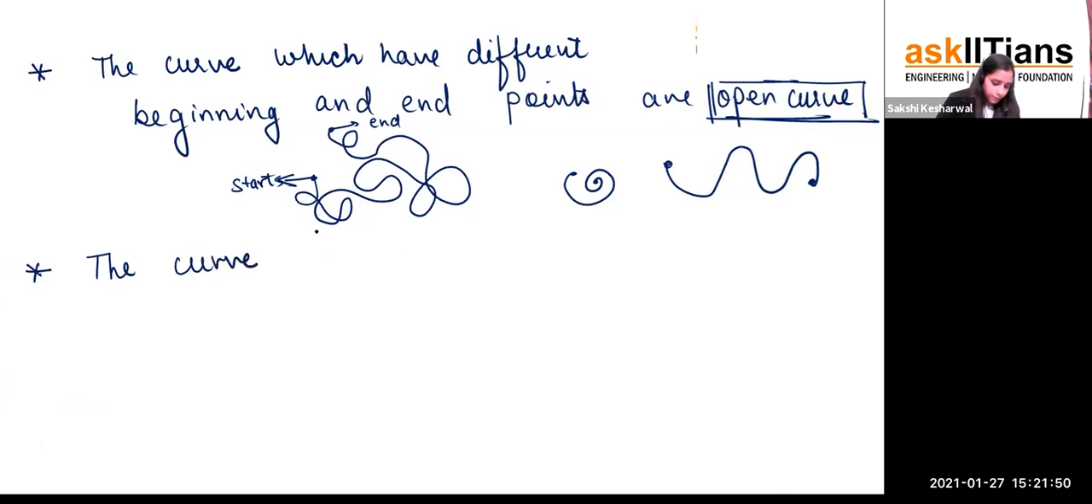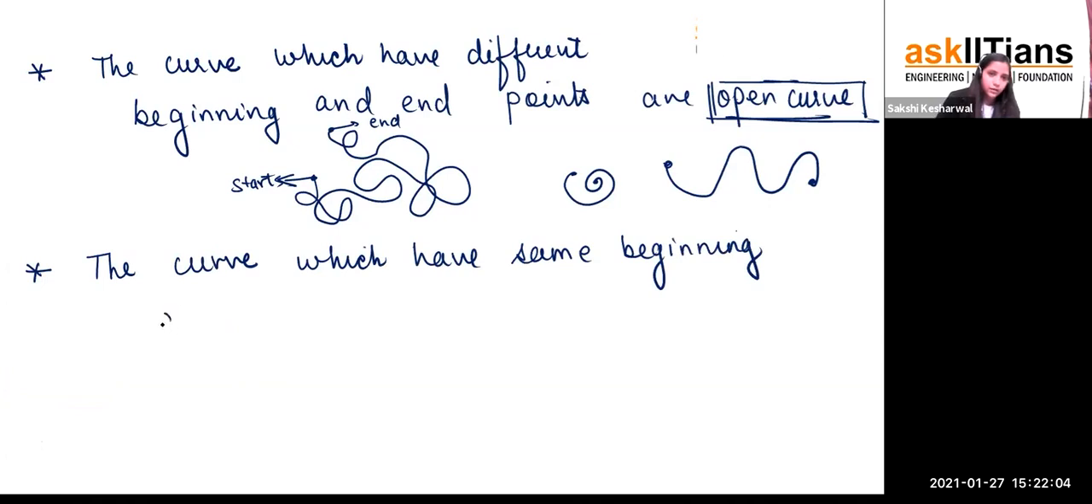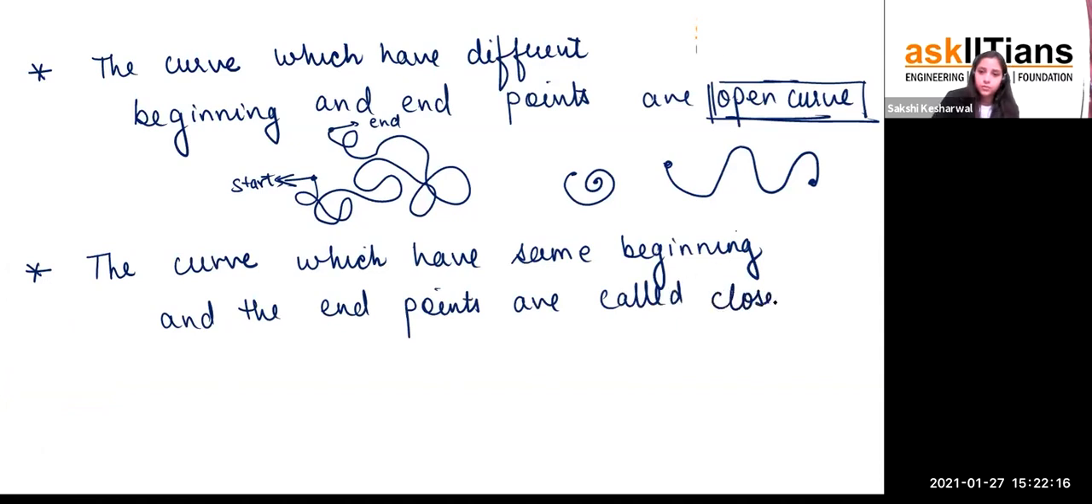The curve which has the same beginning and end points is called a closed curve.